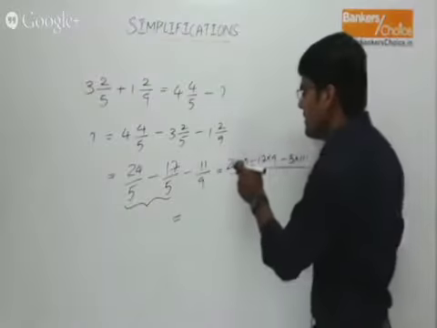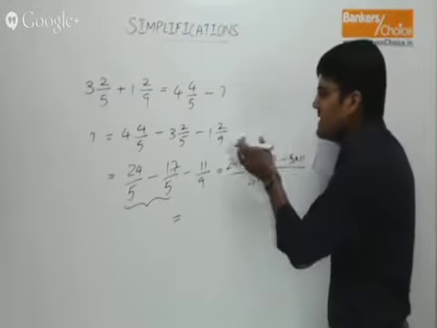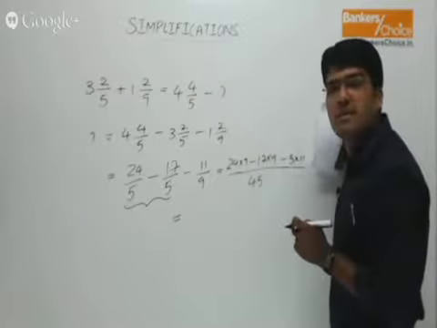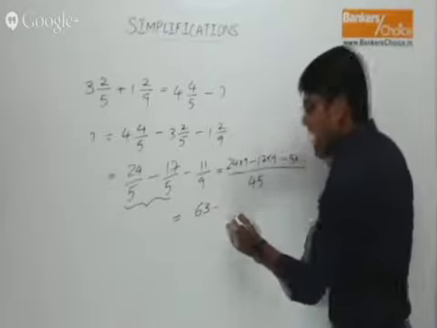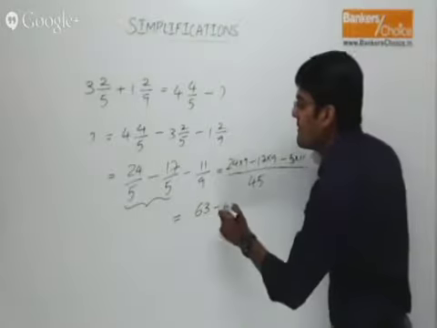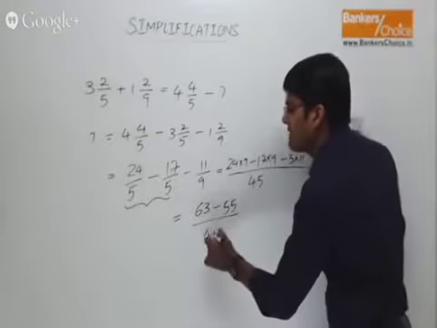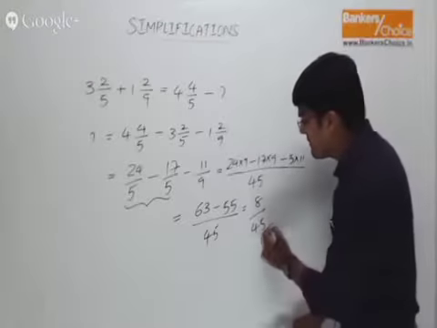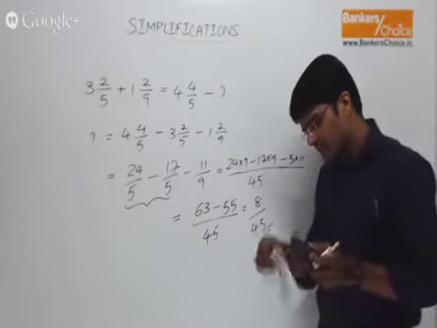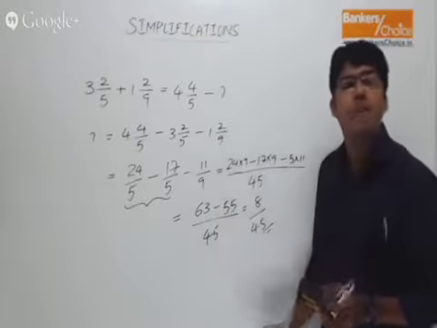Final answer here? 24 into 9 minus 17 into 9. 9 is common. 24 minus 17 is equal to 7. 7 into 9, 63. 63 minus 5 into 11, 55, divided by 45. So this will be equal to 8 by 45. That's your answer, 8 by 45, which I believe is option number 1 as per the given options. Right? 8 by 45 is the correct answer.